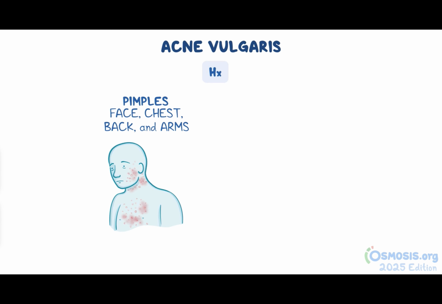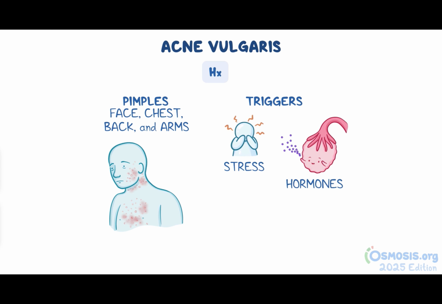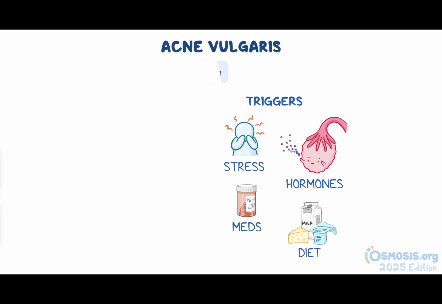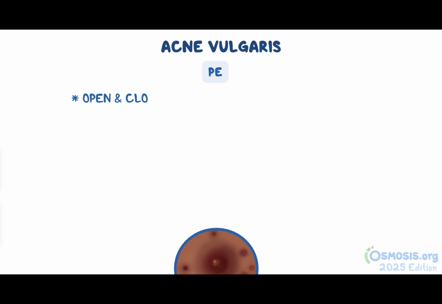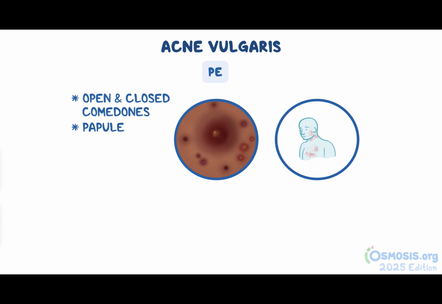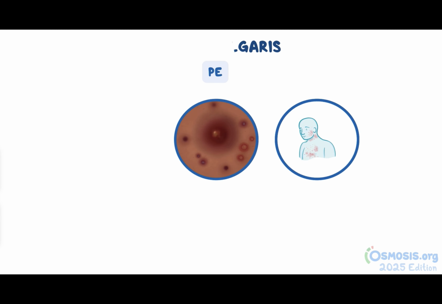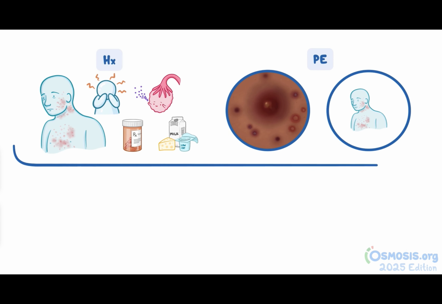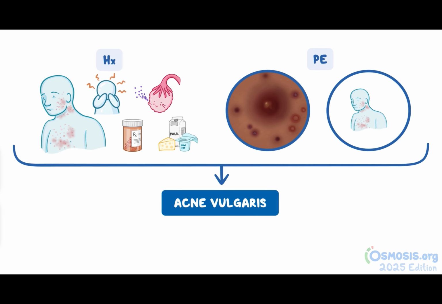Next up is acne vulgaris. These patients will report pimples on their face, chest, back, and arms. They may also have certain triggers such as stress, hormones, medications, and diet. Physical exam will reveal open and closed comedones, papules, pustules, and possibly nodules, cysts, or scars. With these findings, diagnose acne vulgaris.